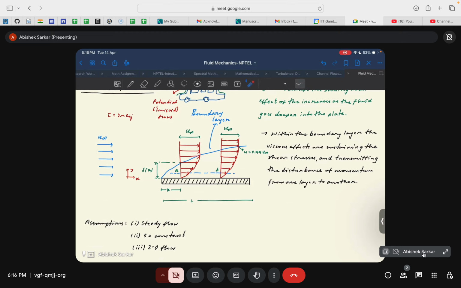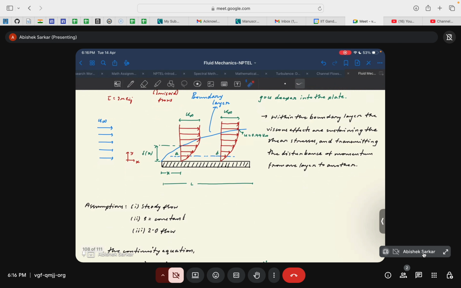So here, this distance x basically means the distance from the leading edge, and say L is the length of the total plate. Actually it should be very long for proper understanding, but I have just drawn a very small part. Ideally this plate is very long compared to the boundary layer thickness. And as you can understand, this boundary layer thickness delta x is a function of x, so it varies with the distance from the leading edge.